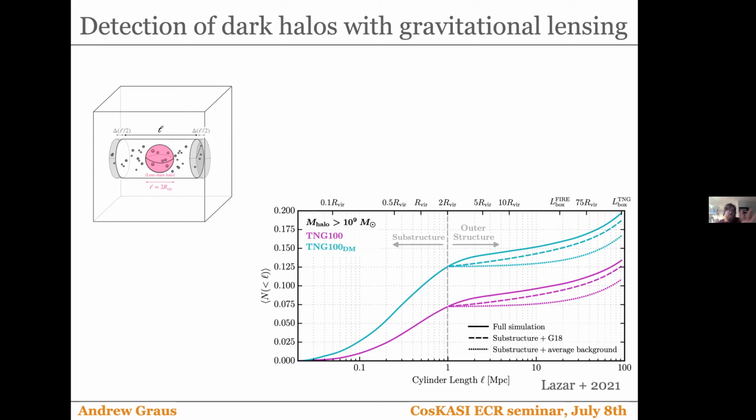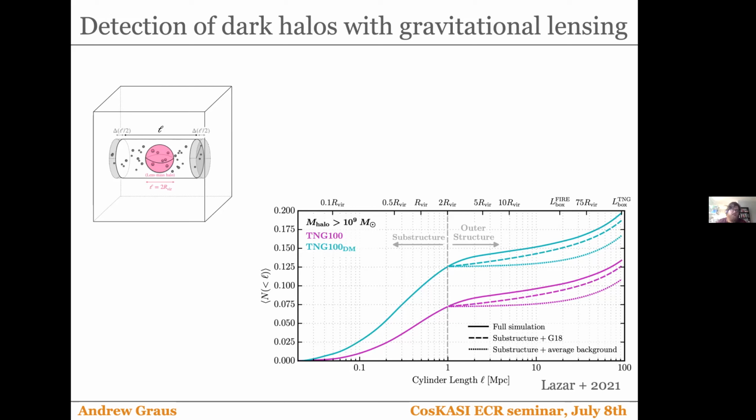And so up in the top left is a schematic diagram of what this would look like. Pink is the halo of the elliptical galaxy, the lensing galaxy, and all the pink dots inside of that are its subhalos. But there are also going to be subhalos along the line of sight. And so he's counting up all of these subhalos in this cylinder and making projections for how many subhalos we would expect to encounter along one sight line to one of these galaxies.